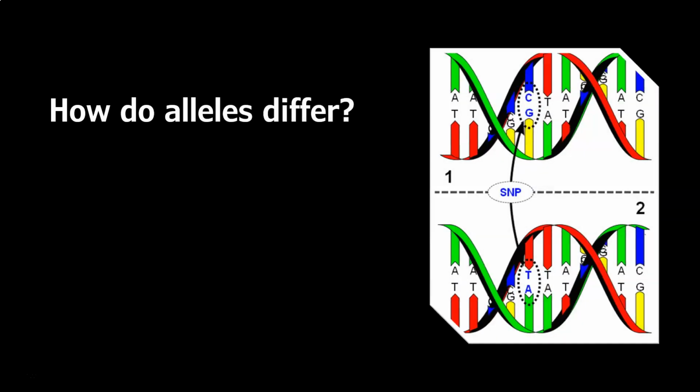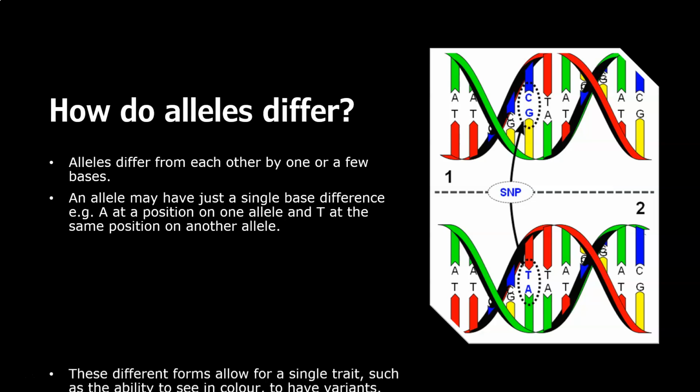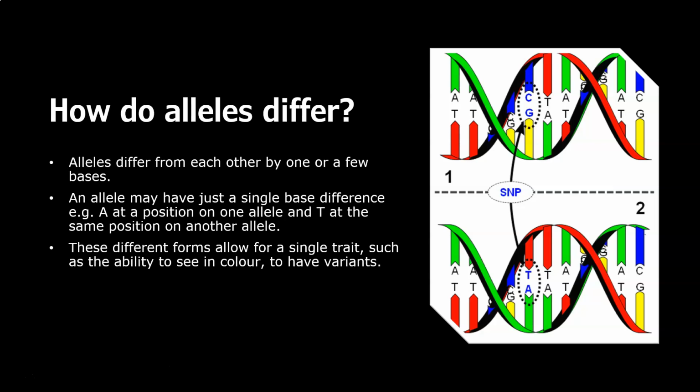So how are these alleles different then? We know that they can code for the same trait, but a difference in that trait, but what actually makes them different? Basically, it comes down to a difference in the base sequence, and we're looking at only 1 or 2 bases being different. It may be the position of the base, or it might be the actual base at that point that's different, so it just depends. These different forms allow for a single trait, such as the ability to see in colour, to have variance.